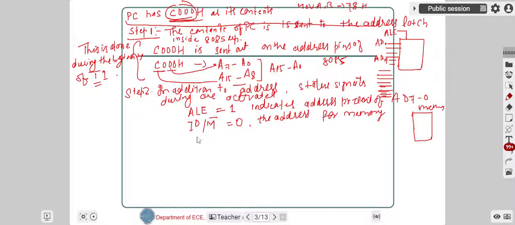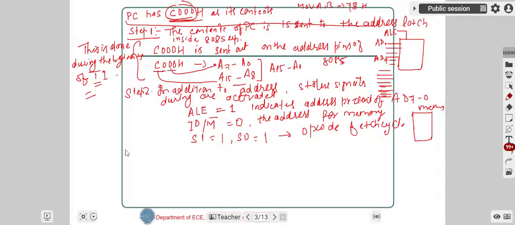This address is the address of the memory location where the instructions or program have been stored. In the third, S1 becomes 1 and S0 also becomes 1. What does it mean? We have already seen that 0, 1, 1 for these three signals means opcode fetch cycle. Okay. So address information is sent on AD0 to AD7 only during T1, during the beginning of T1 only.